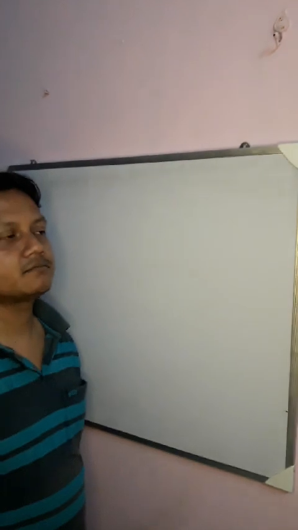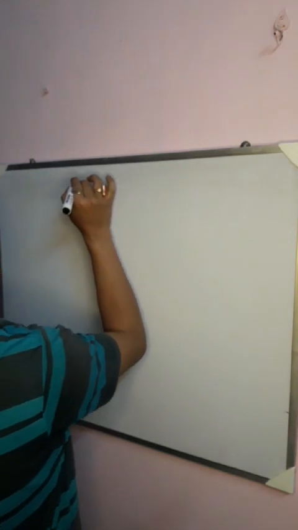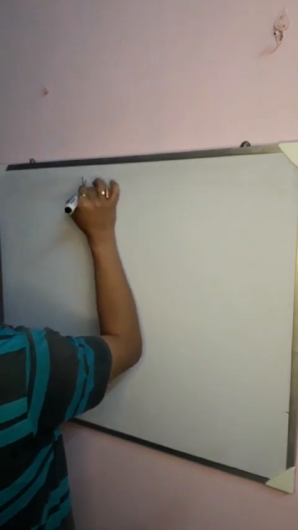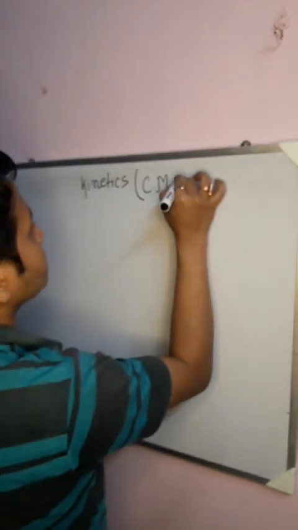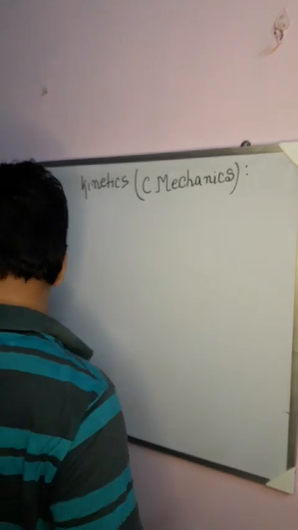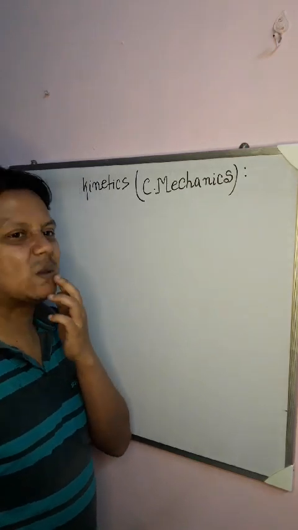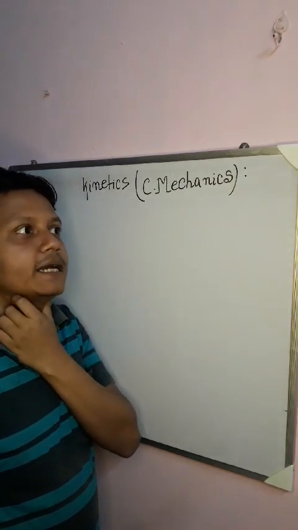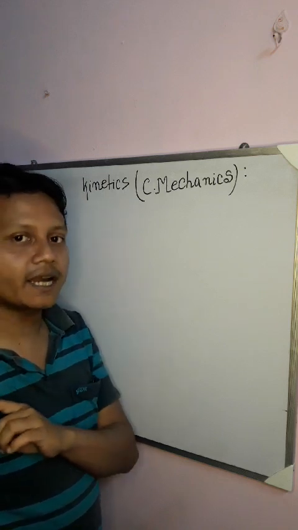Now let us move into another chapter, that is kinetics, in classical mechanics. So what is this? In this chapter we are simply going to discuss position vectors, velocity and accelerations in different coordinate systems, which kinetics deals with.